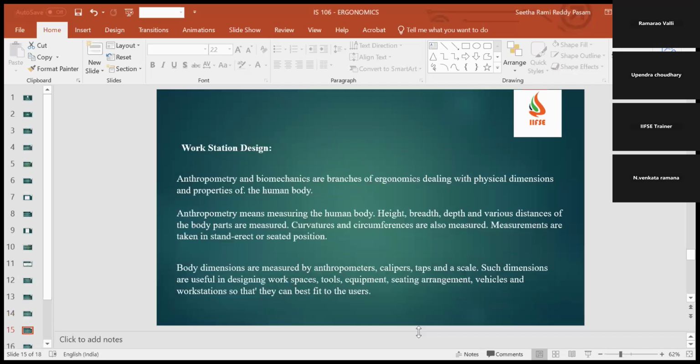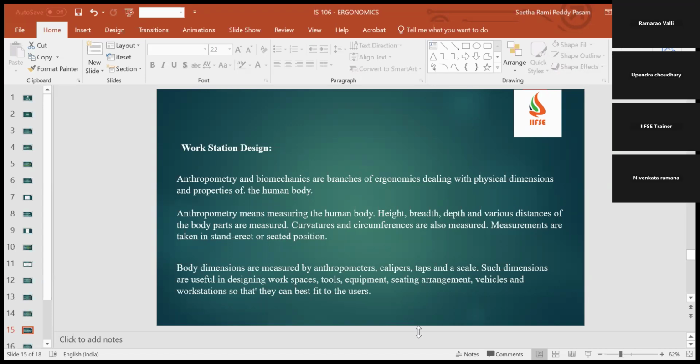Now we'll see workstation design. So it is about a specific area. Here we talk about anthropometry and biomechanics, the branches of ergonomics dealing with the physical dimensions and properties of the human body. These are the two topics where we deal with the physical dimensions of the human body.